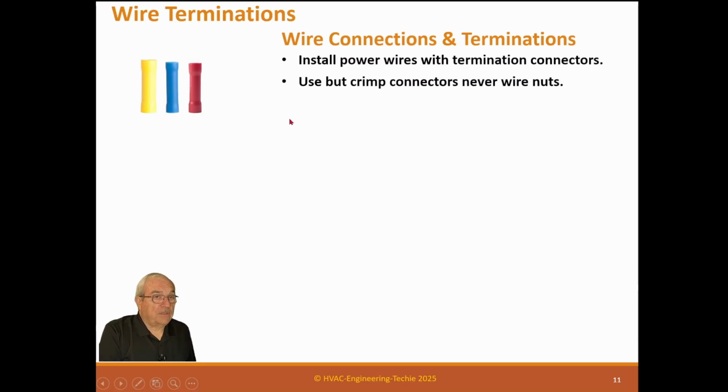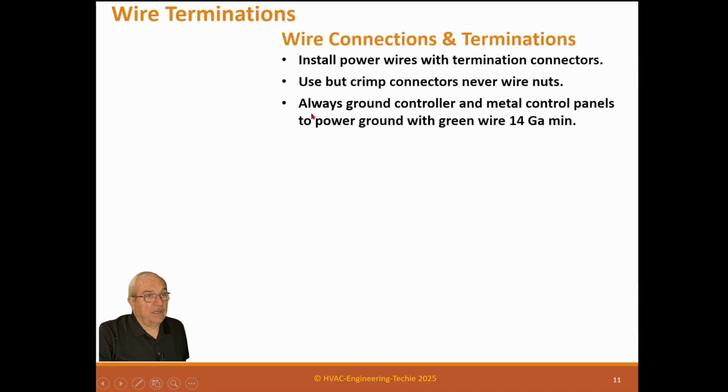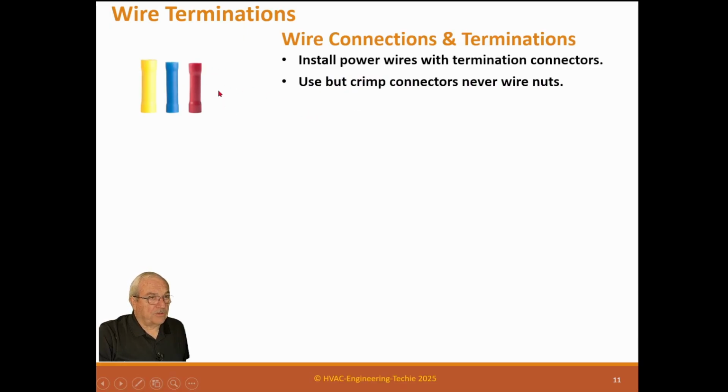Use butt crimp connectors, never wire nuts. Never wire nuts in controls, because wire nuts can work off if there's a vibration source around. You want always crimps because they're a sure thing. And it can be the new modern crimps that are square.